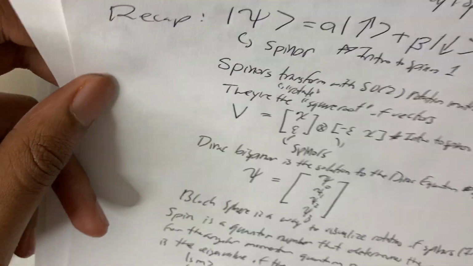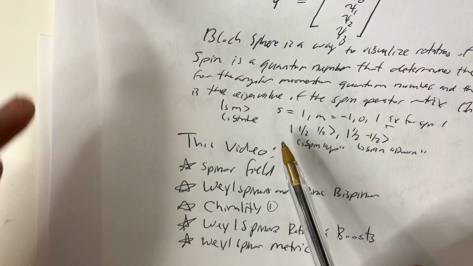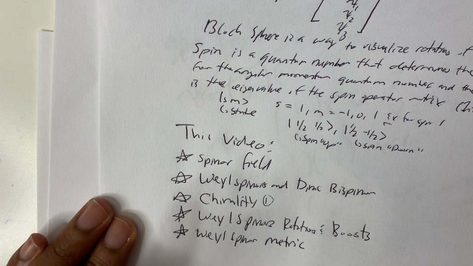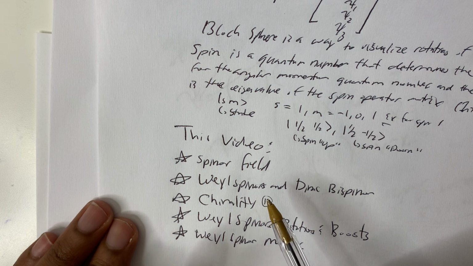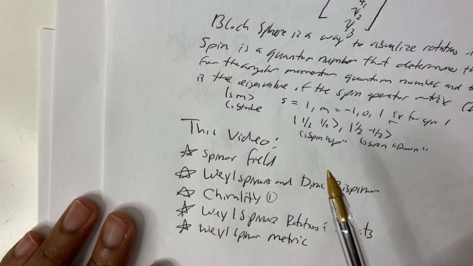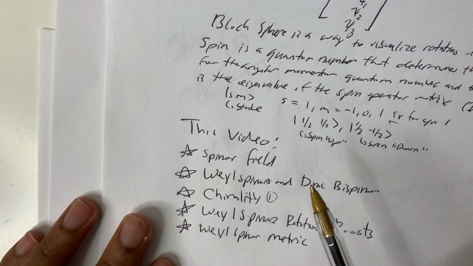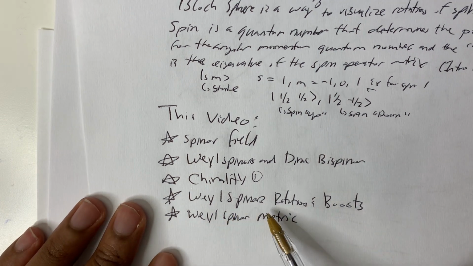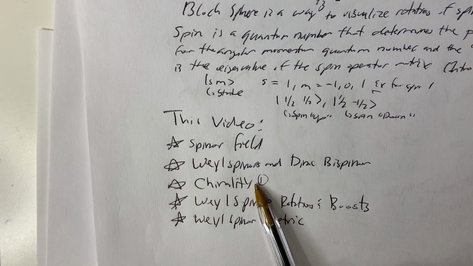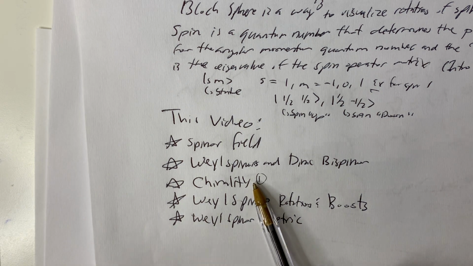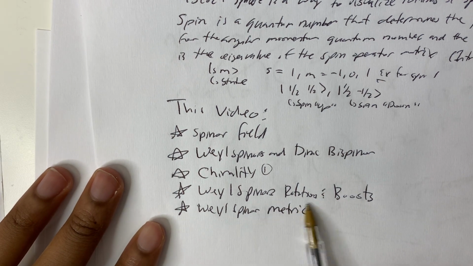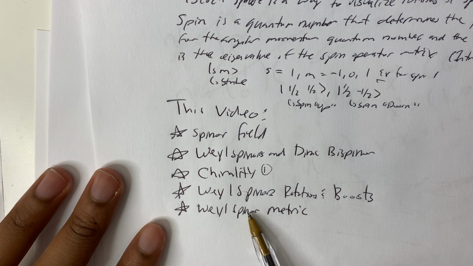We talked about the spinor field, how it assigns a spinor to each point in space-time. We talked about the Weyl spinors and Dirac bispinors, and that Weyl spinors make up the Dirac bispinor. We talked about chirality, which relates to the isospin of particles. The isospin allows the particles to enter weak interactions, and no isospin allows the particles to not enter weak interactions. We talked about how Weyl spinors transform under rotations and boosts, and how they differ from the Lorentz transformation for four-vectors. And we talked about the Weyl spinor metric, which allows the dot product between Weyl spinors to be invariant.